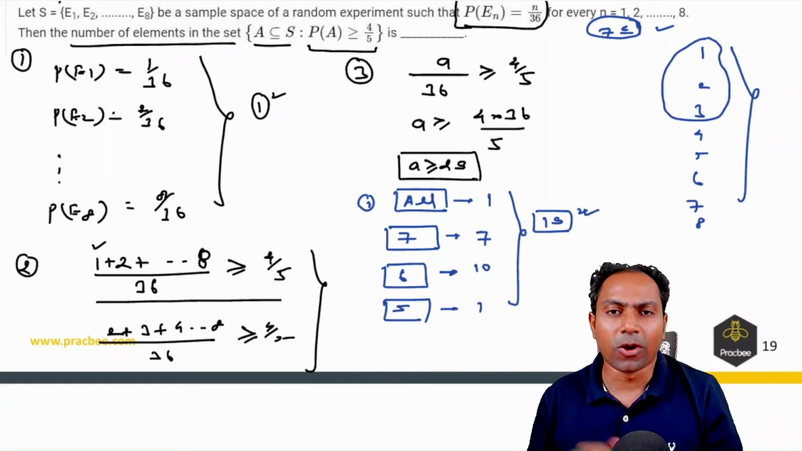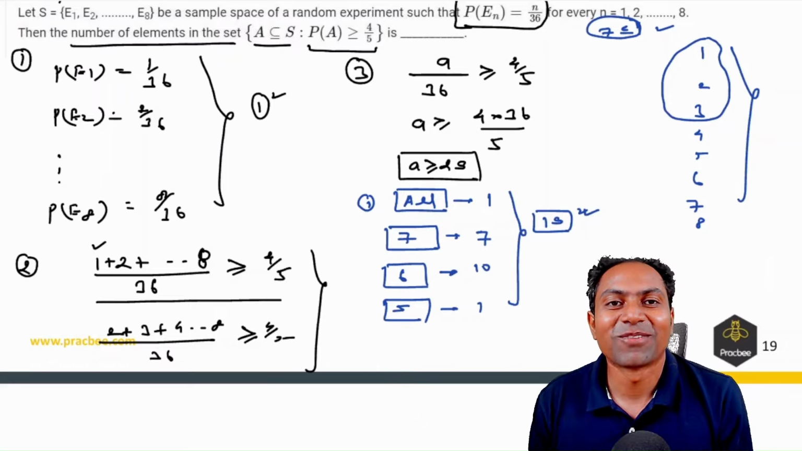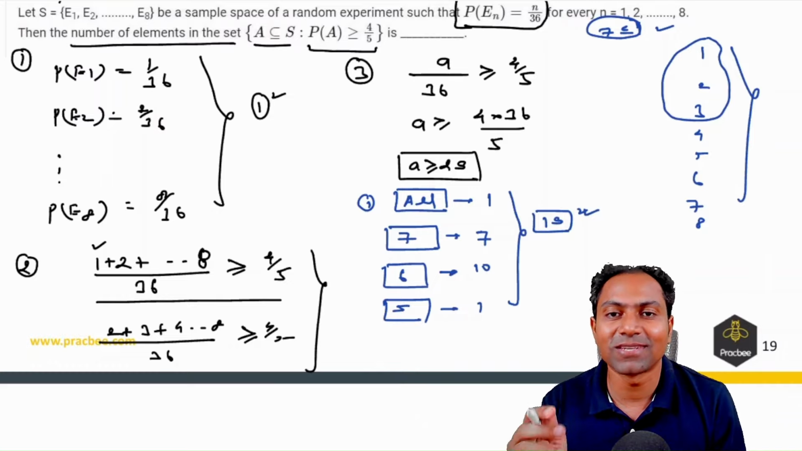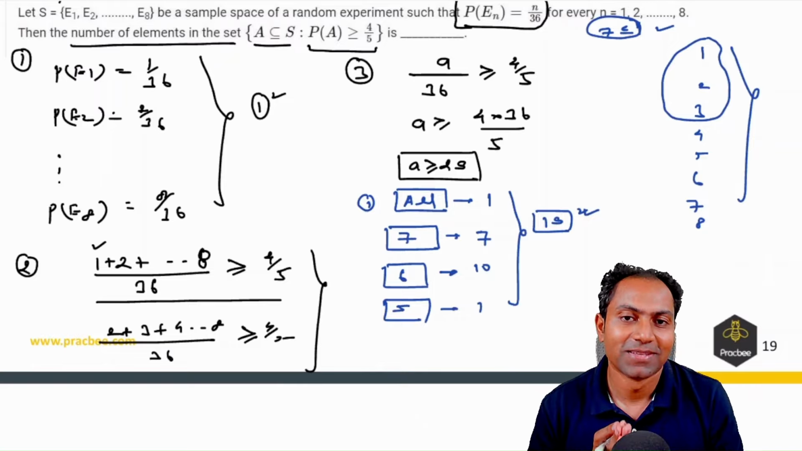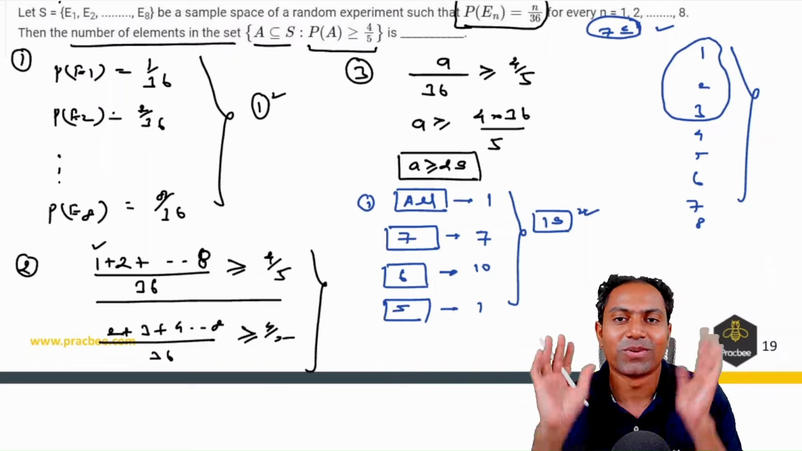So the complexity of this question does not come from the last part, that is the counting part. The complexity of this question comes from understanding what the question is trying to say, and that is the difficult part. What they mean is basically how many such combinations are there such that the sum of the numerator is greater than or equal to 29.